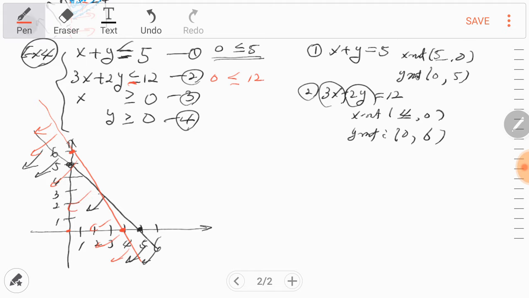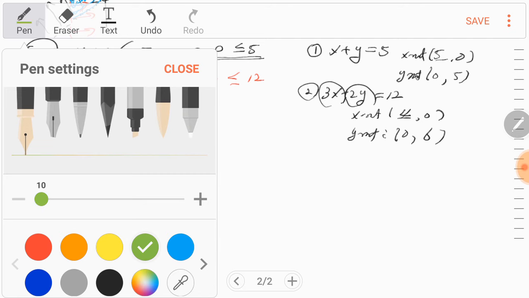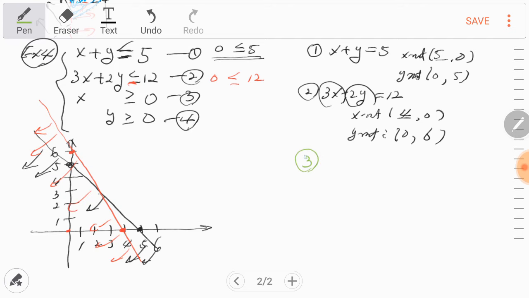Okay, for inequality 3, x is greater than or equal to 0. That means a vertical line. The inequality contains an equal sign, so I will use a solid vertical line. Then x is greater than 0 means the area is to the right of the green line.